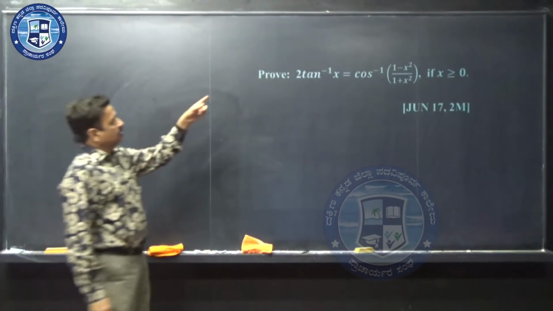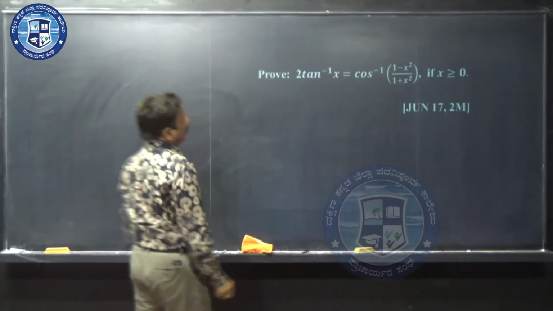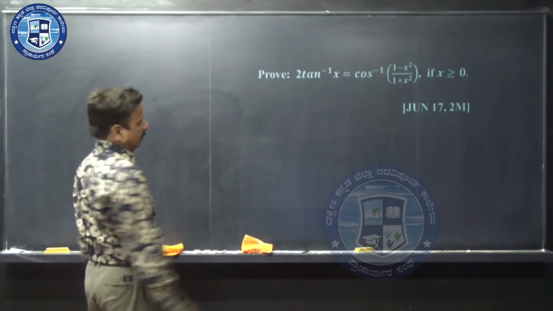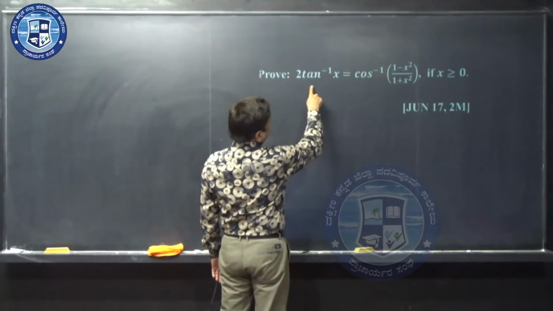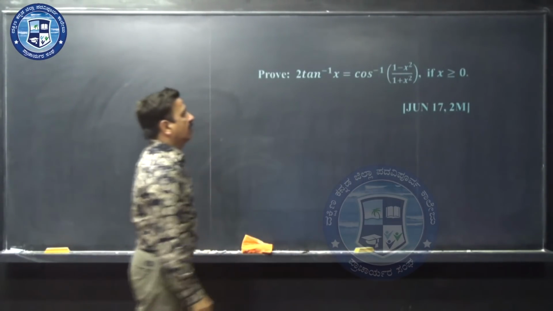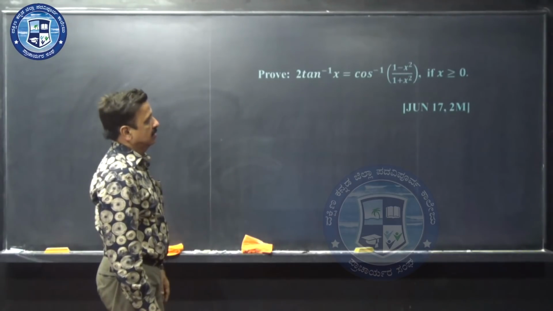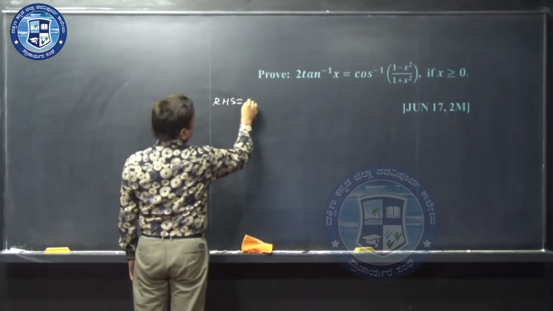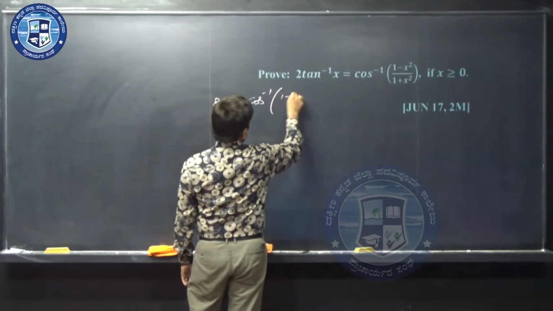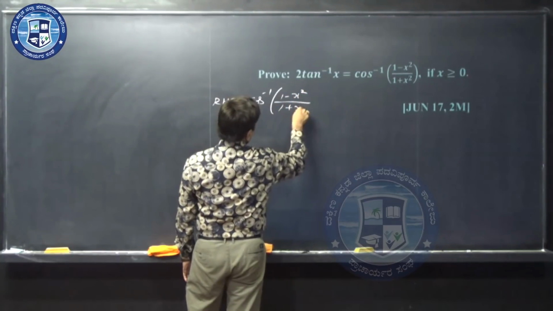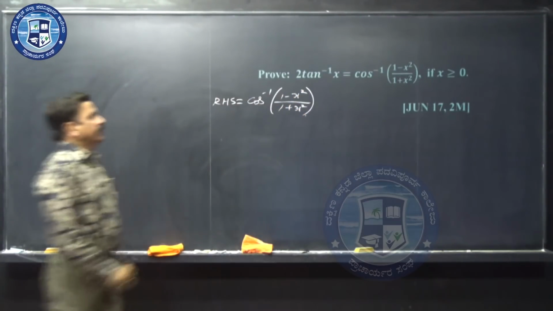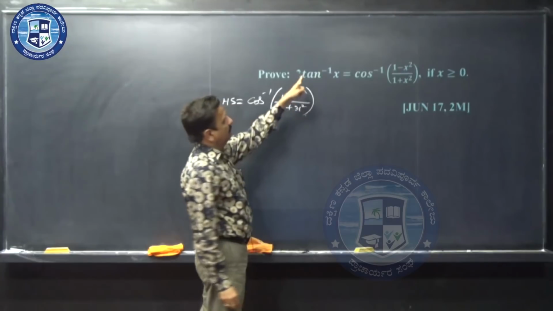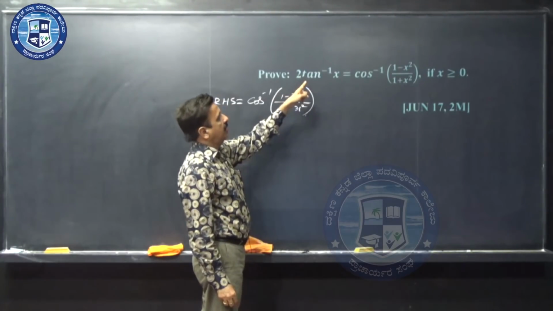Okay. Let us go ahead with this problem. Prove that 2 tan inverse x is equal to cos inverse of 1 minus x square divided by 1 plus x square. So, you find that the right hand side contains more number of terms in the proof. So, we may have to take the right hand side, equal to cos inverse of 1 minus x square divided by 1 plus x square, and you require it in terms of tan inverse.